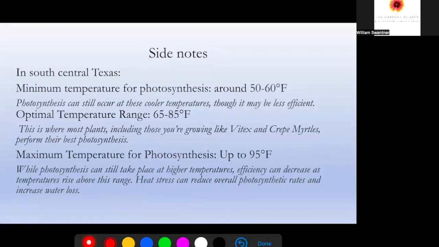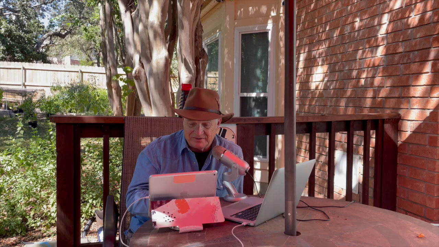So here are some side notes. The minimum temperature for photosynthesis is around 50 to 60. It can take place in a cooler temperature, but to be really efficient, it needs to be 50 to 60 degrees temperature. The optimal range for photosynthesis is 65 to 85. That's really the best temperature range for photosynthesis to take place. The maximum is 95 degrees.